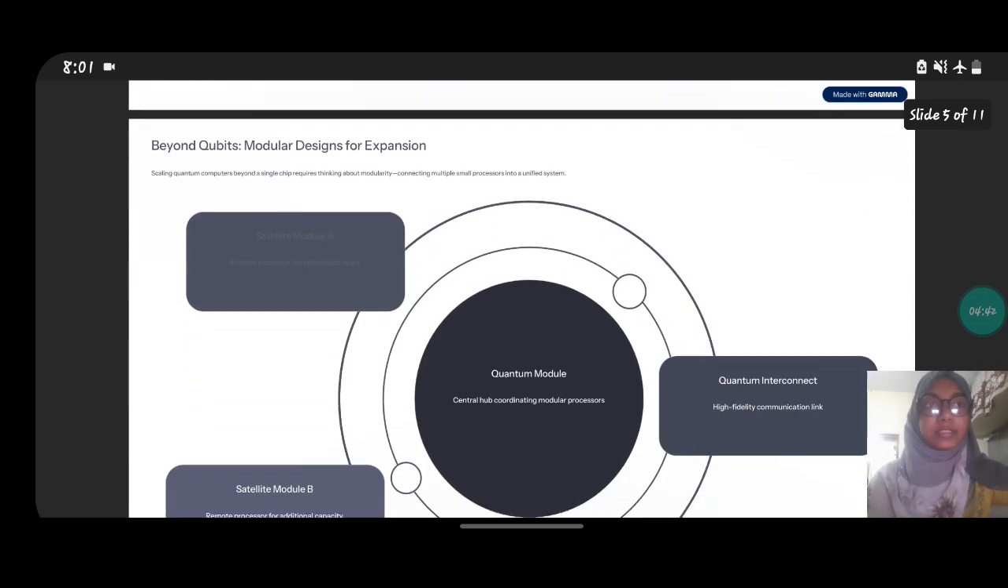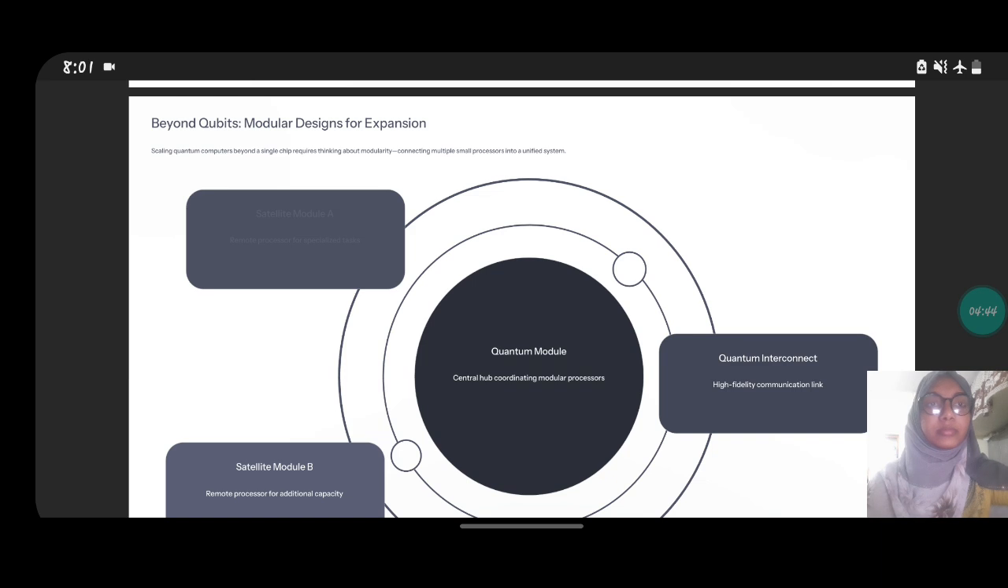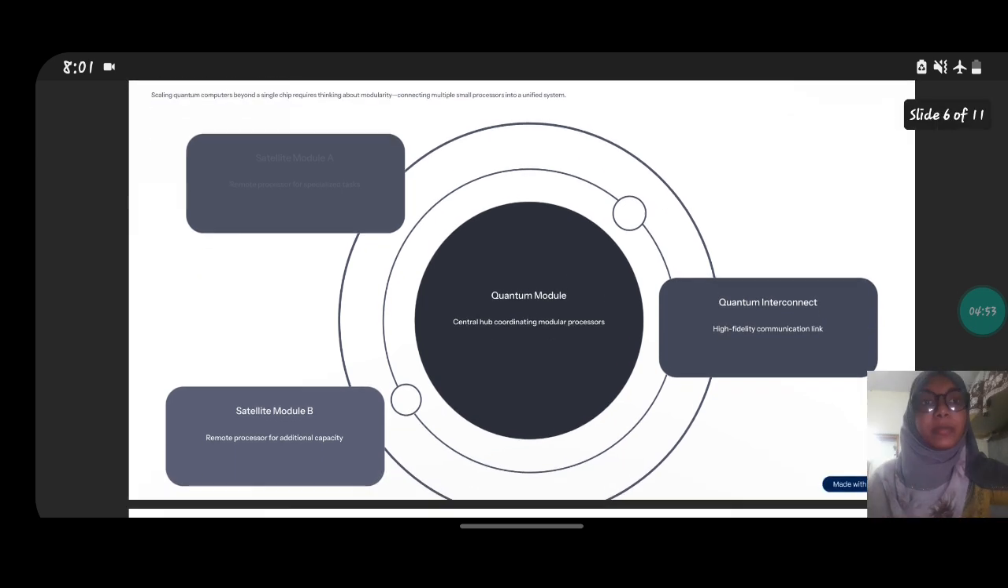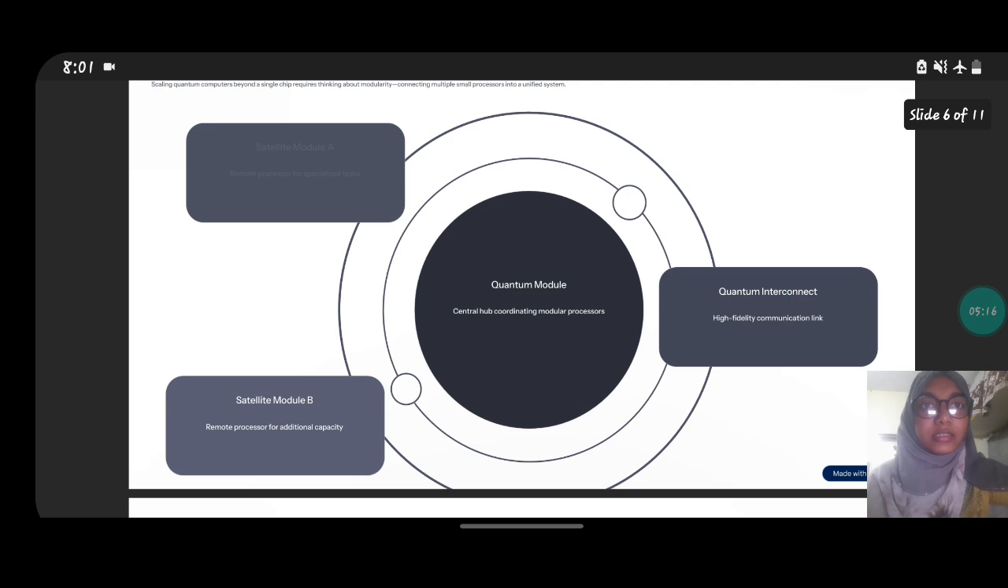So here is a small expansion of modular design for expansion beyond qubits. In the middle there is a quantum module, a central hub, a coordinating processor. The first is the quantum interconnect, high fidelity communication links. The second is satellite module B, a remote processor for additional capacity. And the third is satellite module A, along with satellite module B.